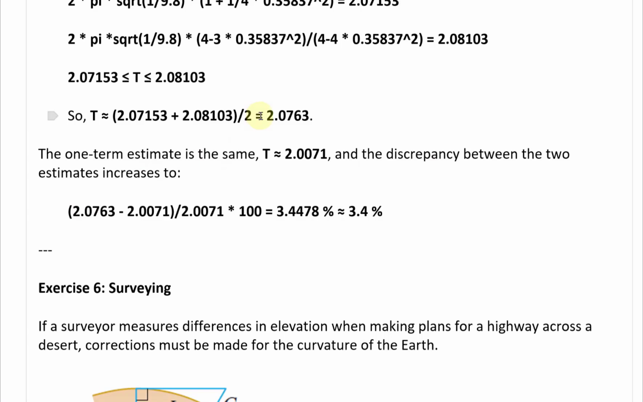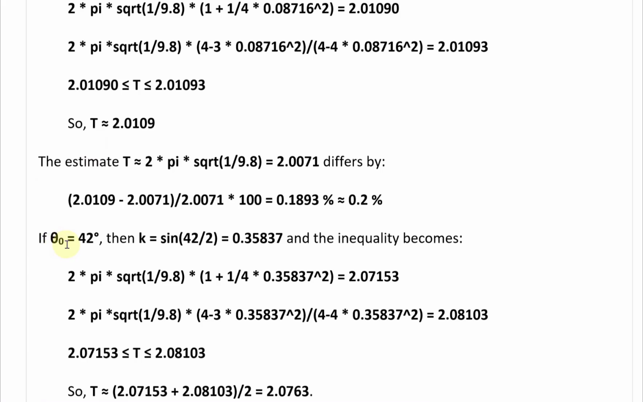So now we take the difference of this one, the two-term approximation, and in between the geometric one, and then minus 2.071, which is the one term right here. Then divided by this one term, then times by 100, to see the difference between the one term and this one. We get 3.4478%. In other words, 3.4% difference when the angle theta naught is equal to 42 degrees.